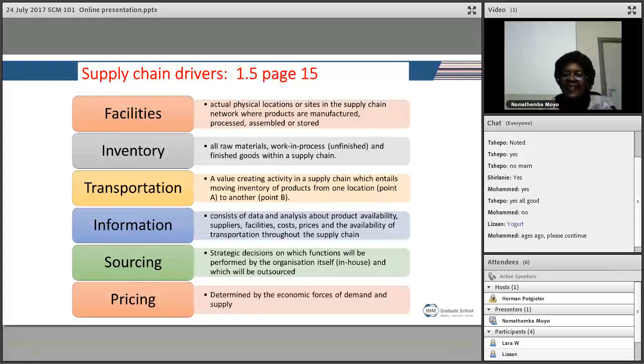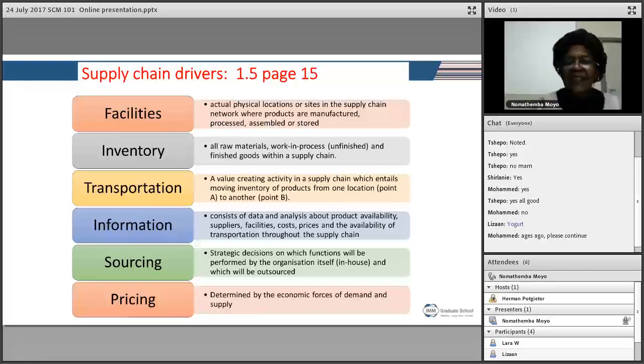Facilities. This has to do with the actual physical location or sites in the supply chain network where products are manufactured, processed, assembled, or stored. You have to plan about these facilities. Are the facilities going to be closer to the raw materials, or are they going to be closer to the customers? Inventory. When we talk inventory, we're talking raw materials, work in process, which is unfinished goods, and finished goods within the supply chain.